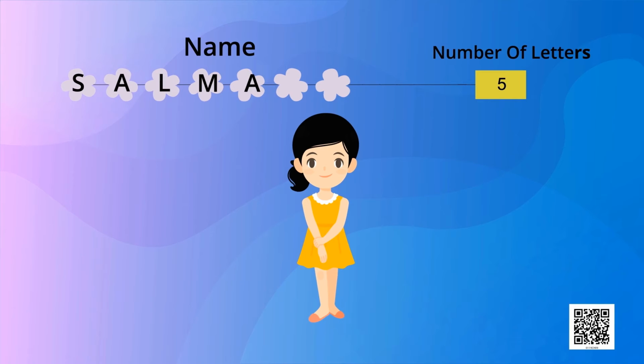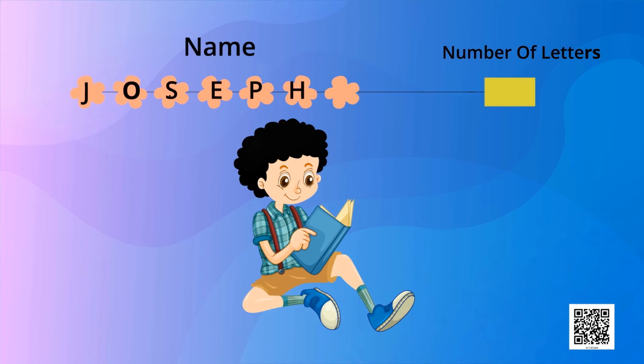Okay, dear children, now meet Joseph. You know, Joseph has a very helping nature. He helps all his friends. Now, let's write his name in these flowers. Joseph. Okay, my dear children, let's count the number of alphabets in Joseph's name. J-O-S-E-P-H. Yes, 6 alphabets. Let's write down 6 here. There are 6 letters in the name Joseph.